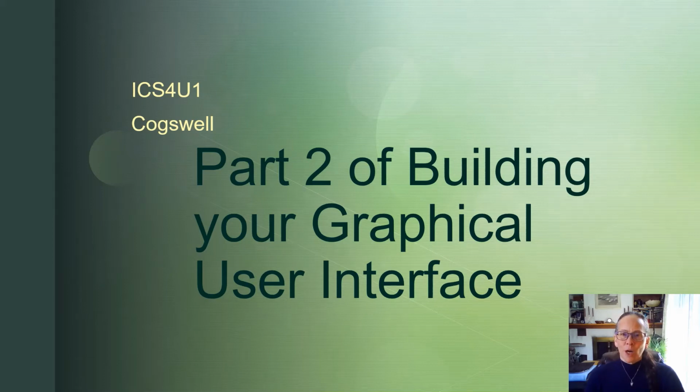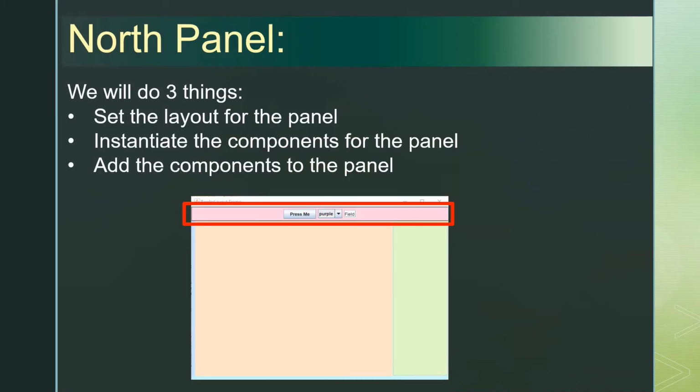So this is the second part and the final part of the build your own GUIs. Hopefully it'll make a lot of sense to you. So the first panel that we're looking at that goes onto our content pane is the north panel. It's at the top. It's the pink one.